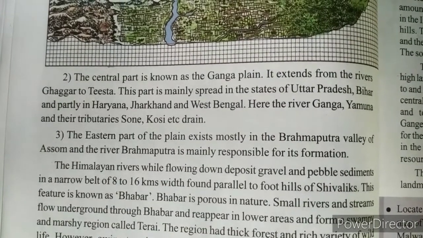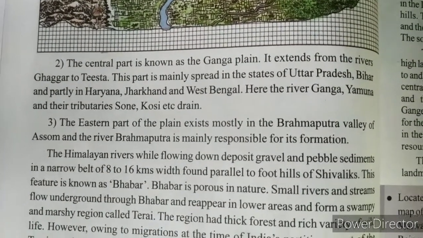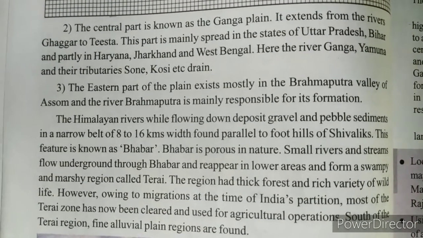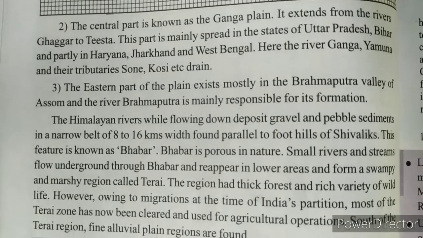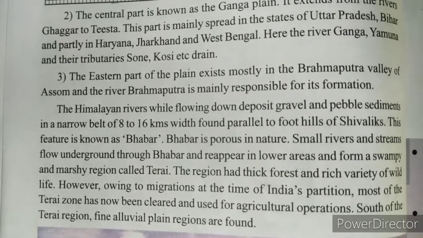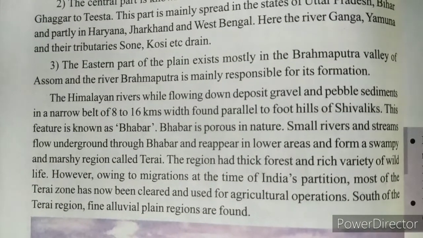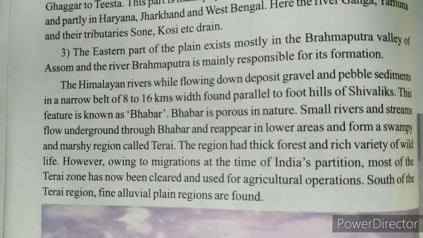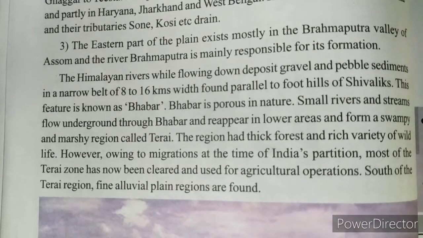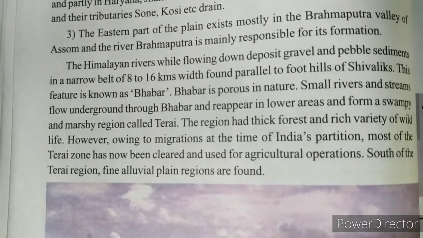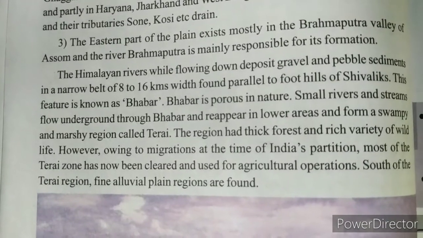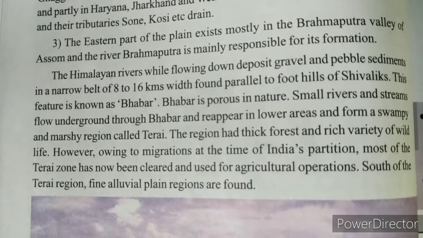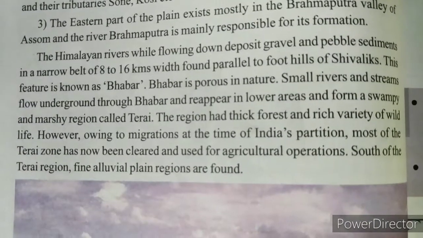And the third one is called the eastern part. The eastern part is covered by the Brahmaputra, especially the Brahmaputra valley in Assam. We see two kinds of lands here, Babar and Kadar. Babar is the old alluvial soil, with pebbles extending 8 to 16 kilometers. And Kadar is the new alluvial soil, next to the Babar belt, mostly swampy and marshy land.